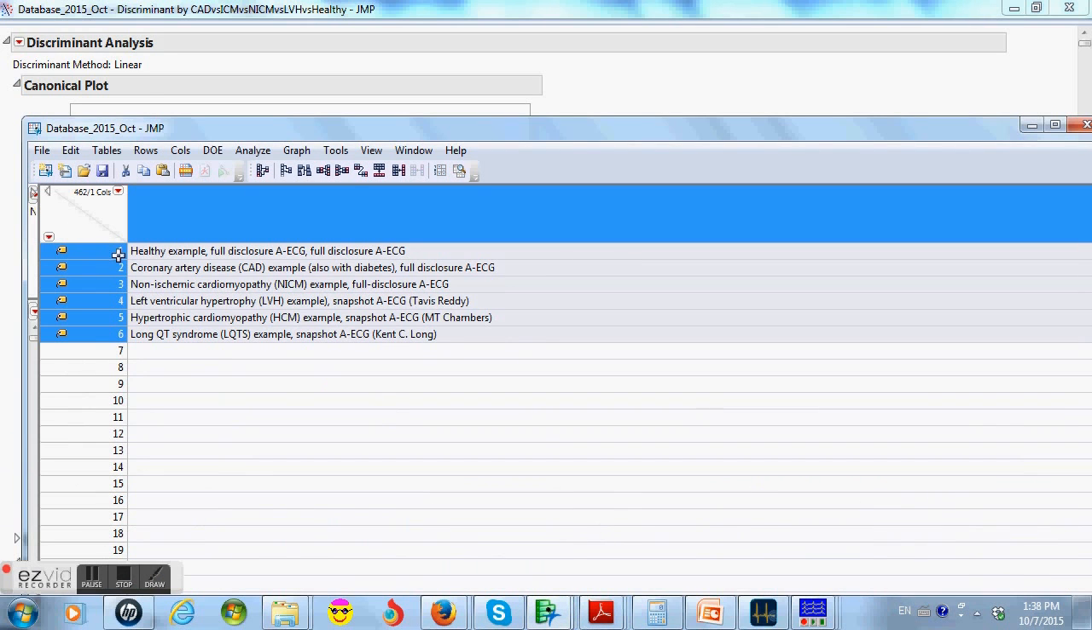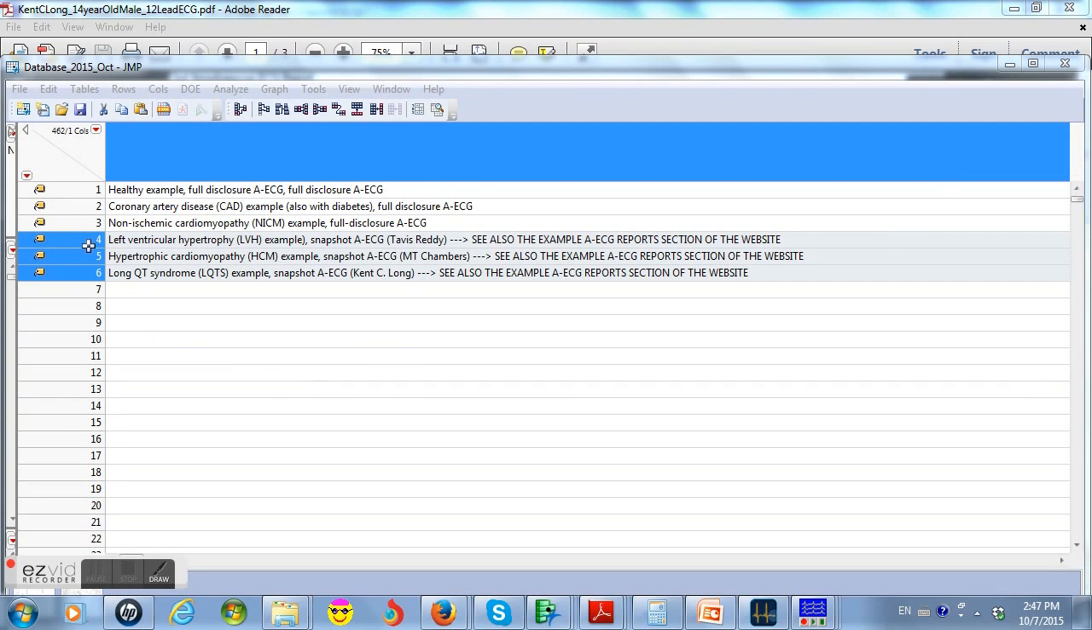There's a summary again, 1 through 6, where they end up. And here we can see the final diagnoses again for videos and patients 1 through 6. And by the way, for the last 3 of these, you can go to the example A-ECG reports part of the site and see their formal A-ECG reports as well.